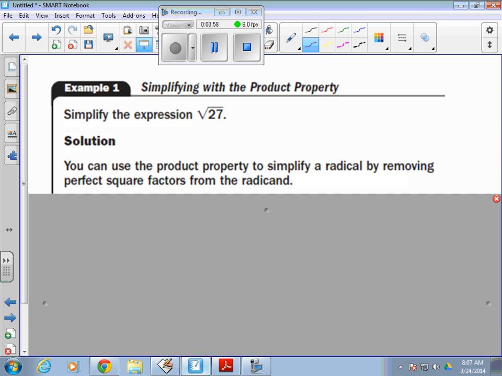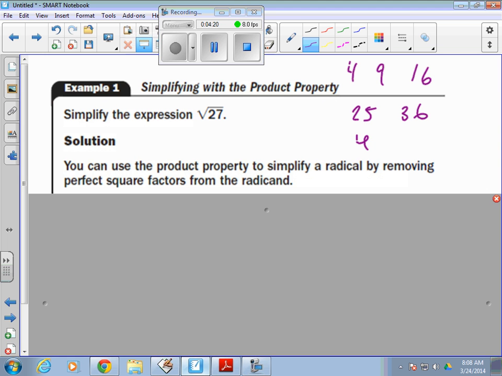Let's look at that in an example. The square root of 27, I did that one just a second ago. It says you can use the product property to simplify a radical by removing perfect square factors from the radicand. Again, 2 times 2, 4. 3 times 3, 9. 4 times 4, 16. Those are the numbers that you have to know. Those are the numbers that you have to use.